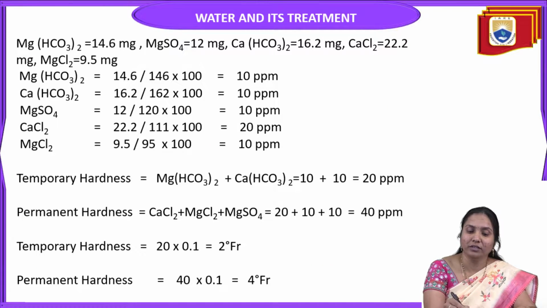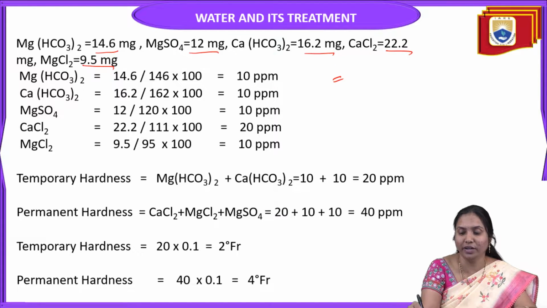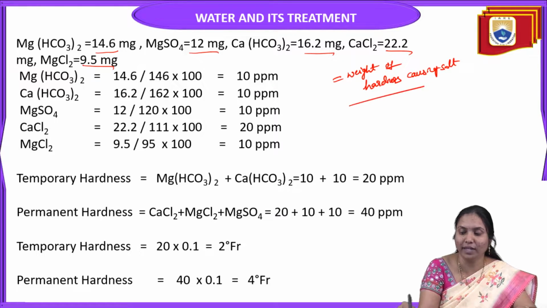Here we already know the weights: magnesium bicarbonate is 14.6, magnesium sulfate is 12 milligrams, calcium bicarbonate is 16.2, calcium chloride is 22.2 milligrams and magnesium chloride is 9.5 milligrams, as given in the data. Then we convert them into calcium carbonate equivalent. What is the formula? It is equal to the weight of hardness causing salt divided by the molecular weight of hardness causing salt.